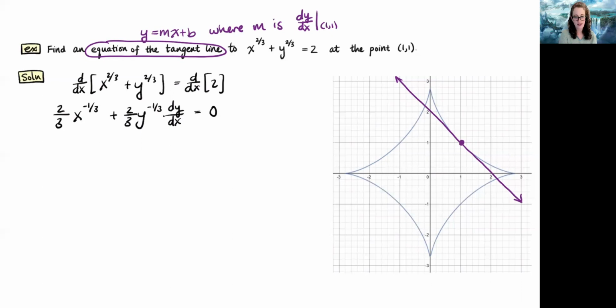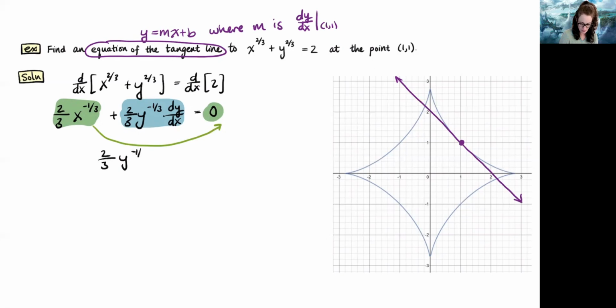So I'd suggest that before thinking about getting rid of the negative powers, we'll just try to isolate the dy dx first, and then we can simplify the expression that we get after that. So we've got one term here that's got a dy dx with it. We've got this term here and this term here that doesn't have a dy dx. So I would probably just bring this 2/3 x to the negative 1/3 over to the other side of the equal sign and leave the 2/3 y to the negative 1/3 dy dx on the left-hand side.